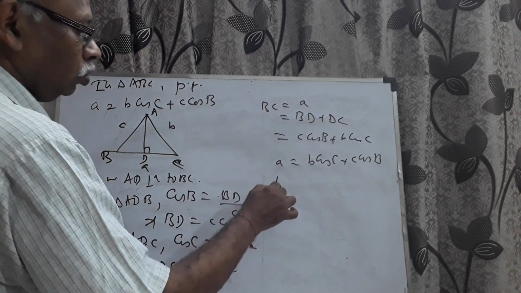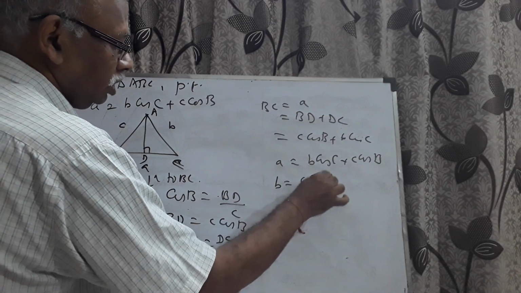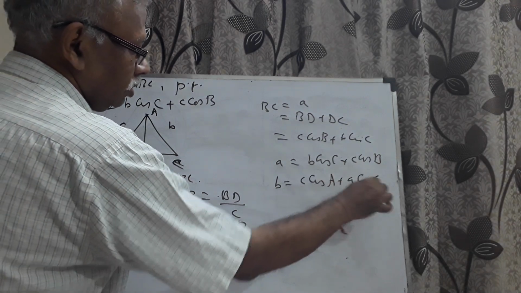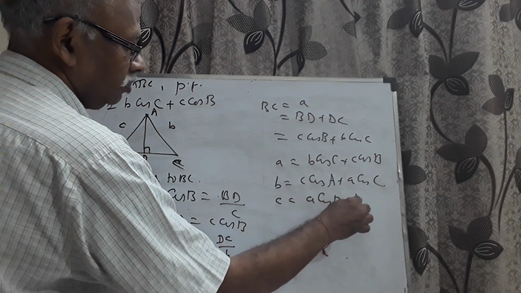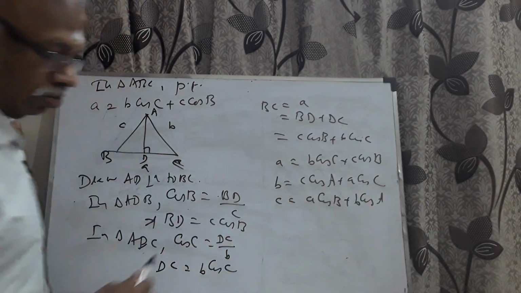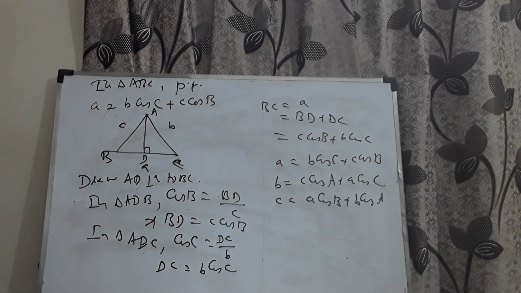Similarly, I can prove b is equal to c cos A plus a cos C. Similarly, c will be equal to a cos B plus b cos A. It's easy to remember. Similar results we should know. a is equal to b cos C plus c cos B is one of the results. Similarly, b is equal to c cos A plus a cos C, and c will be equal to a cos B plus b cos A.